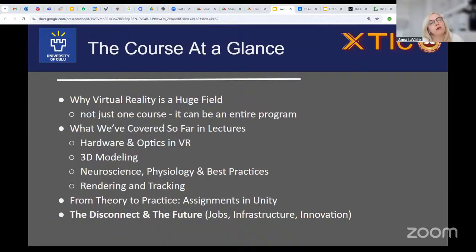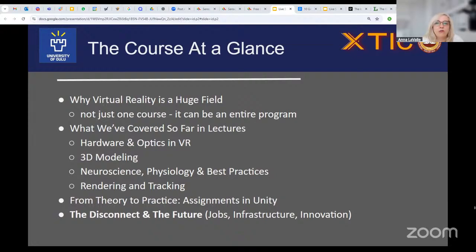And what we covered in lectures so far: we covered hardware and optics, kind of an overview, and 3D modeling software. In your practical assignments, you've done some Unity programming. Then in lectures you also covered neuroscience and physiology of human vision, and not audio yet, but the comfort and best practices in VR, and rendering and tracking. So that's where we are right now. That's the lecture side, right? It's very broad and very theoretical. And at the same time, the assignments are much more practical.